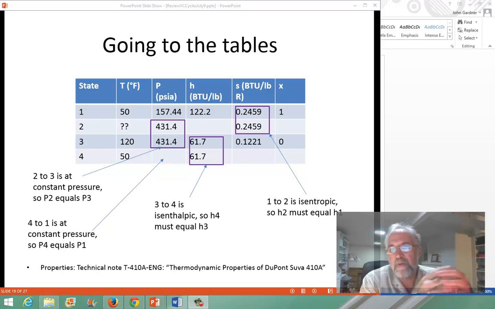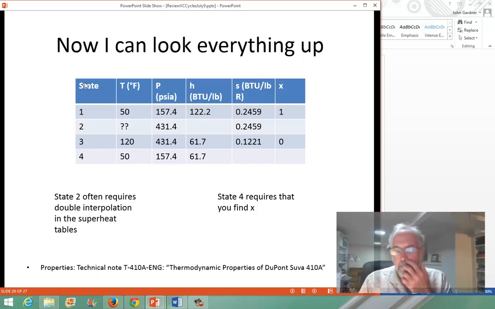So here's the table of thermodynamic properties that we went through. I've backed up a few slides here, so we've found that 2 and 3 are at the same pressure, 3 and 4 are the same enthalpy, and 1 and 2 are the same entropy. And as we've pointed out, 2 is a difficult one to get to. Okay, so let's take a couple minutes to talk about that.